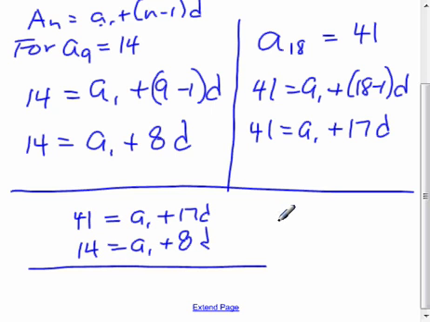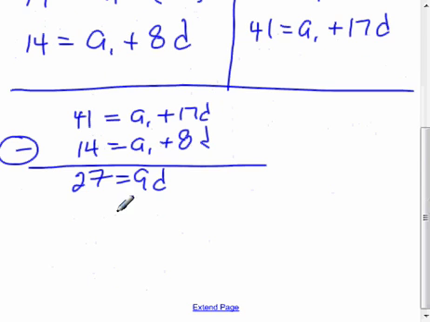So when I look at these, I could solve by substitution, but this one is lined up just perfectly for solving by elimination. So I'm going to subtract each variable. So 41 take away 14, is that 27? A1 minus A1 is nothing. 17 minus 8 would be 9d. So when I divide here, that gives me my difference is equal to 3.